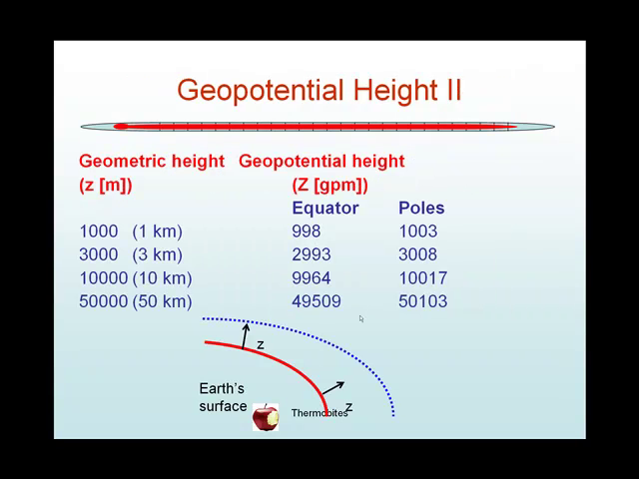And that's shown here. So consider a geometric height of 1 kilometre or 1,000 metres. At the equator, that height will be 998 metres, and at the poles it will be 1,003. And likewise, as we move up, for larger and larger geometric heights, the difference between the geopotential height at the equator and the pole will become larger.